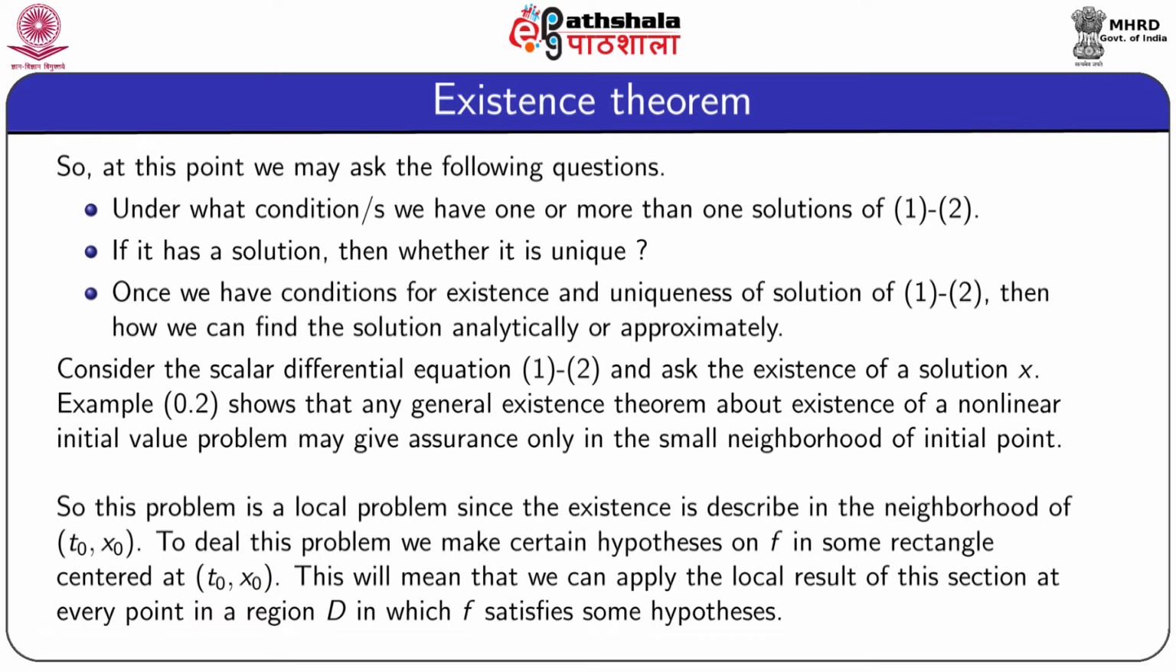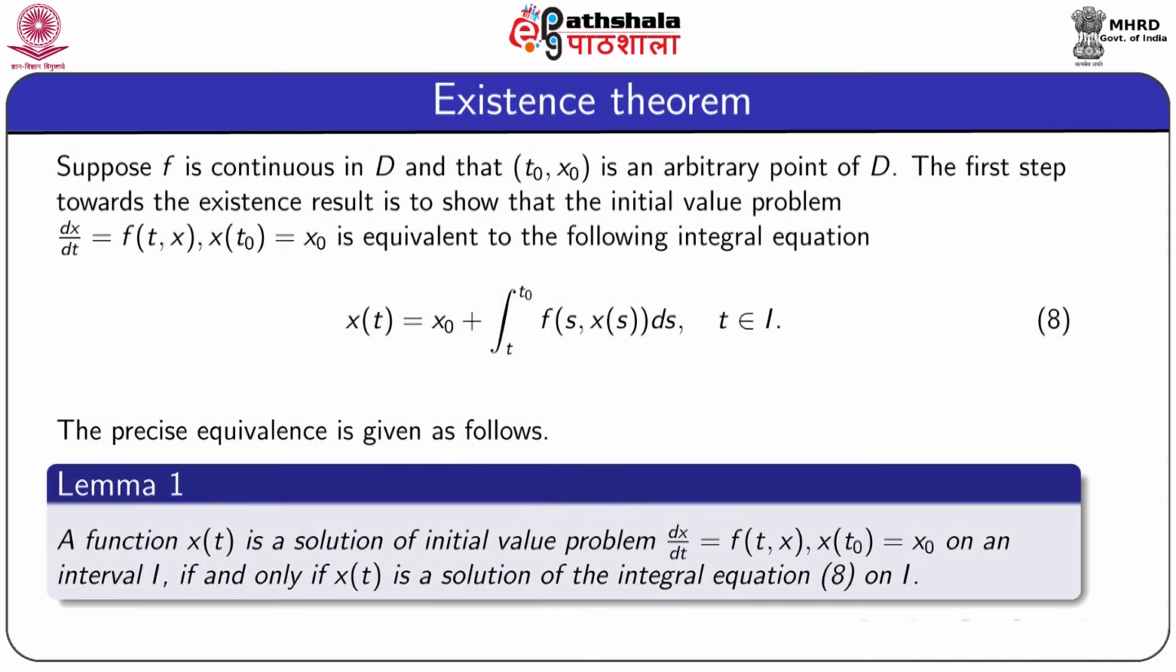This will mean that we can apply the local result of this section at every point in a region D in which f satisfies some hypothesis. Suppose f is continuous in D and that t 0, x 0 is an arbitrary point of some domain D. The first step towards the existence result is to show that the initial value problem dx/dt equal to f, x t 0 equal to x 0, is equivalent to the following integral equation: x t is equal to x 0 plus the integral from t 0 to t of f s ds, where t belongs to the interval I.